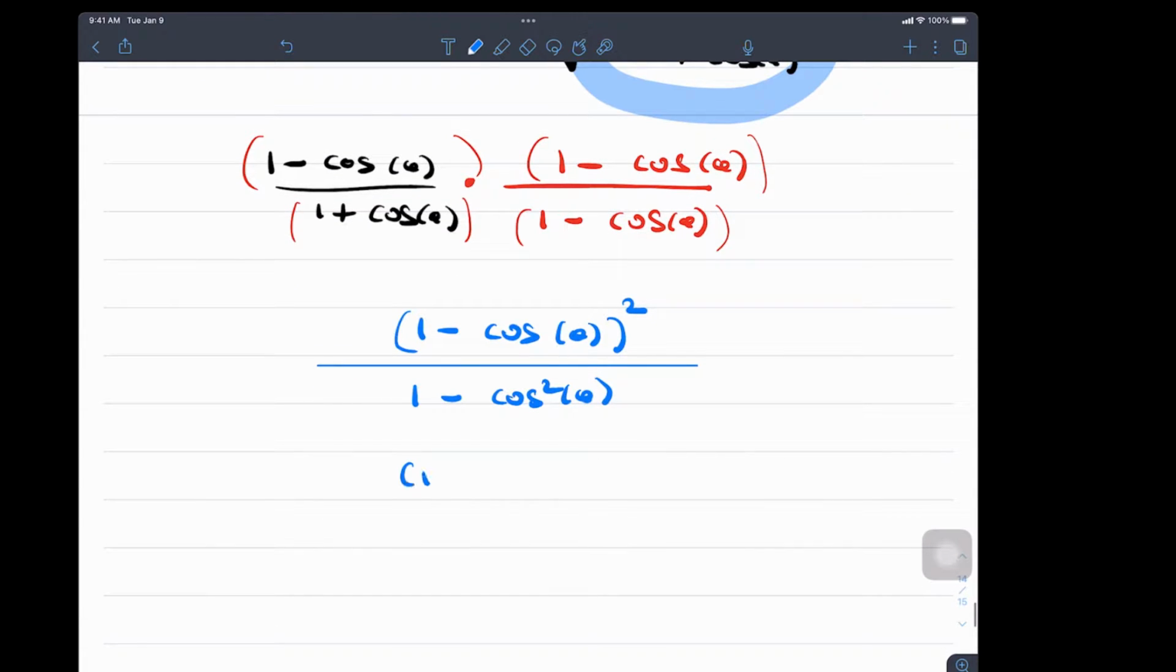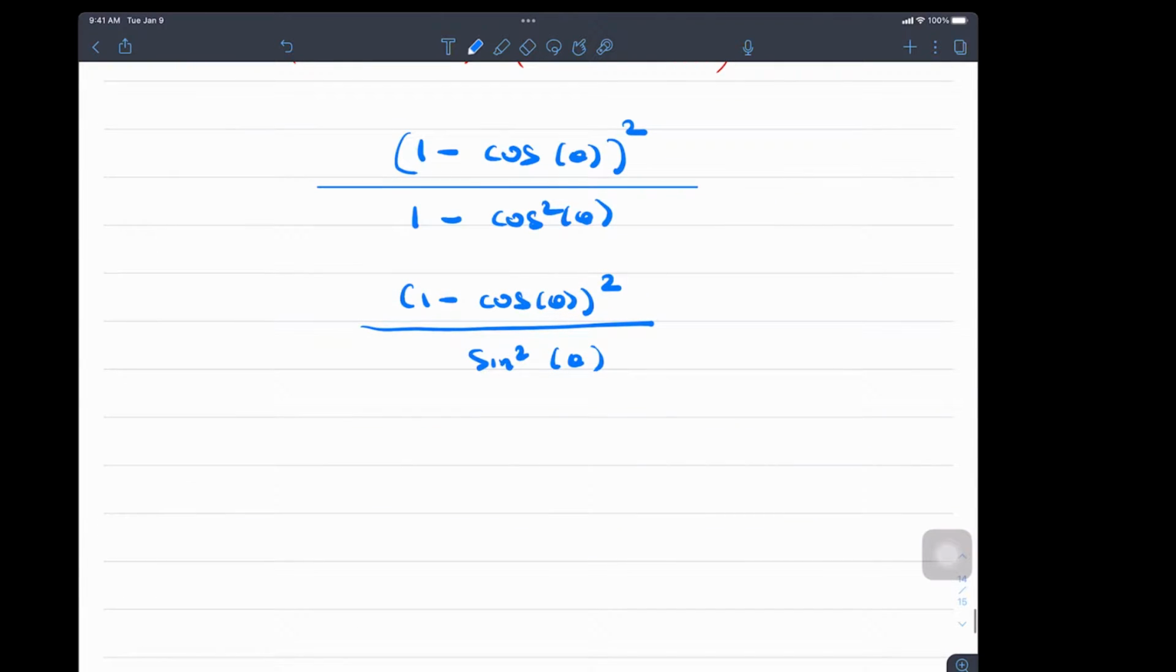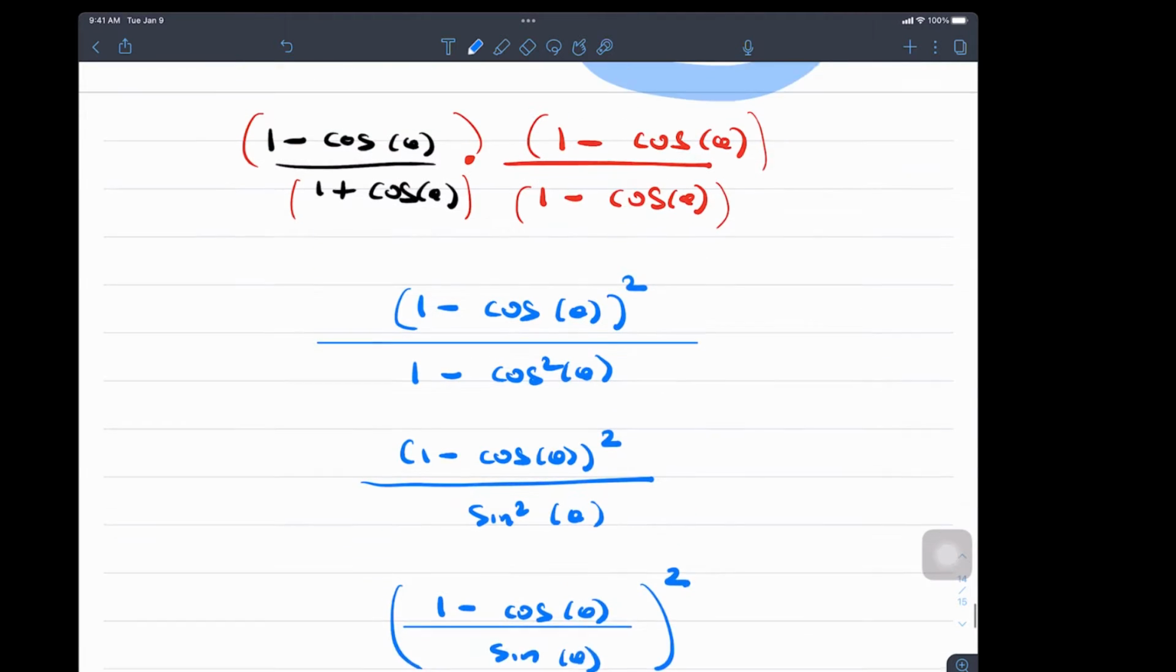And so now you have 1 minus cosine theta squared over what? Sine squared of theta. Which gives you 1 minus cosine theta over what? Sine theta, everything to the what? To the second power here. Okay, you guys okay with that?